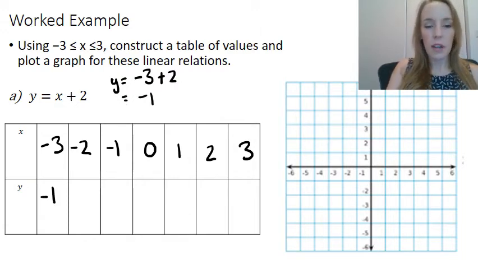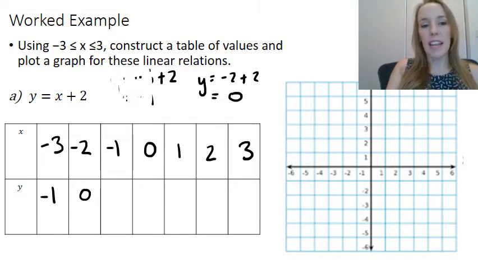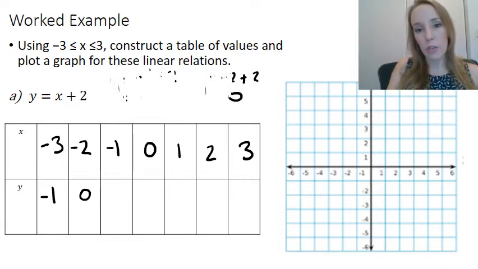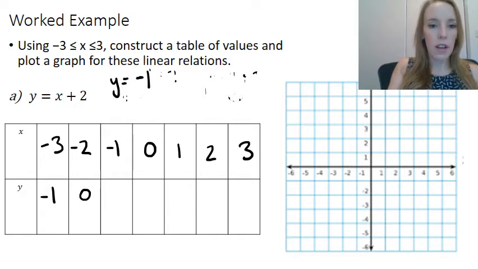Our next one, y equals -2 plus 2 equals 0. I'll get an eraser and rub this out. Now, in an exam situation or in your book, hopefully you'd have a little bit more space than what I have on this slide. So you could set this out properly going down the page for each of your values. But obviously I'm a bit limited on this slide, so that's why it's all cramped up. Please don't do what I do. Set it out properly. So y equals -1 plus 2 equals 1.